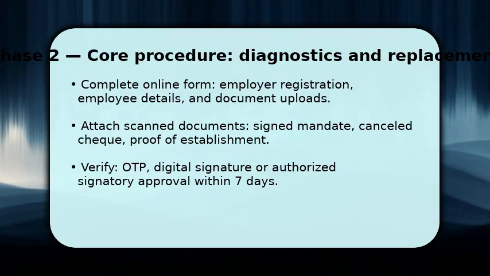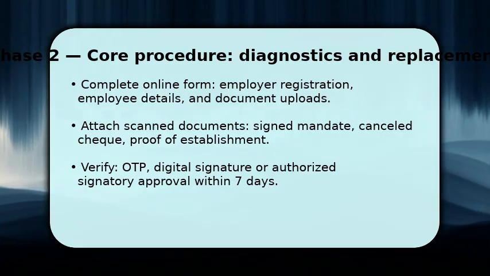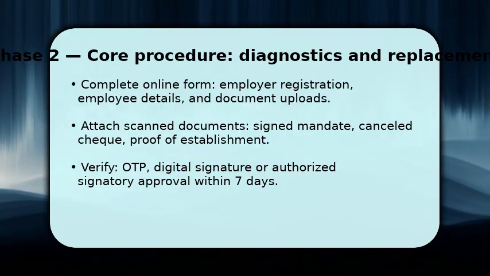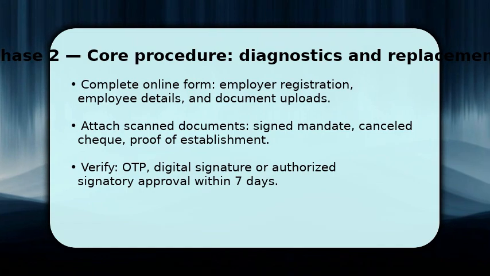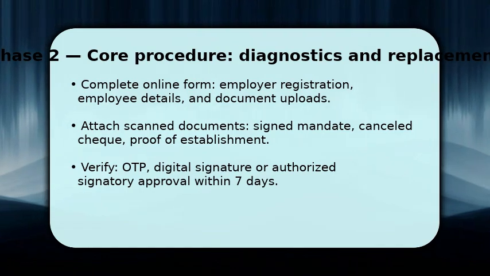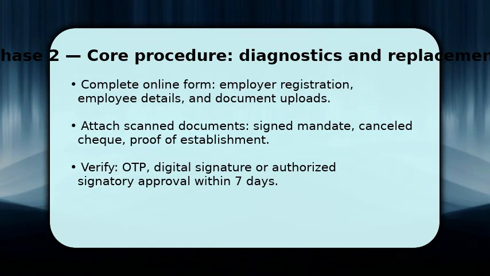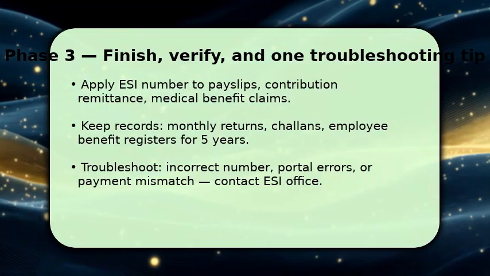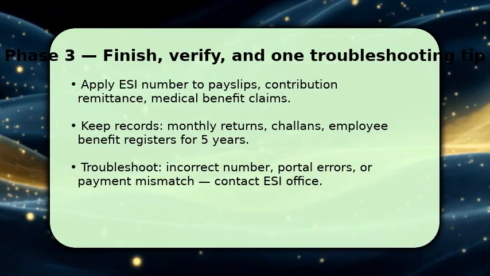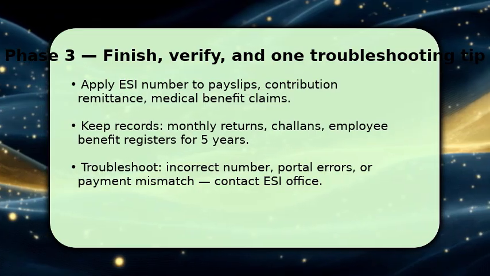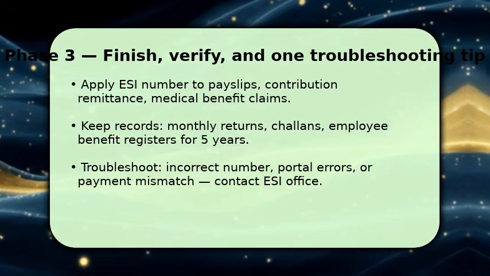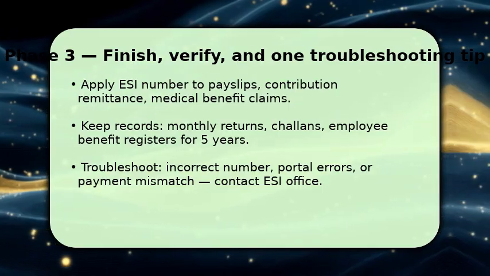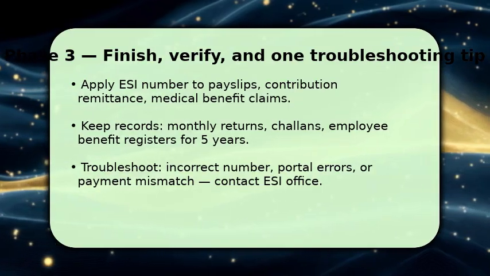Once verified, track the application status via the portal and respond promptly if the inspector requests additional documents. This ensures receipt of the official ESI number for payroll integration. You'll use the issued ESI number in payslips, monthly returns, and remittance challenges immediately. Make sure to map it into payroll so employee deductions and employer contributions post correctly, otherwise benefits and claims fail.